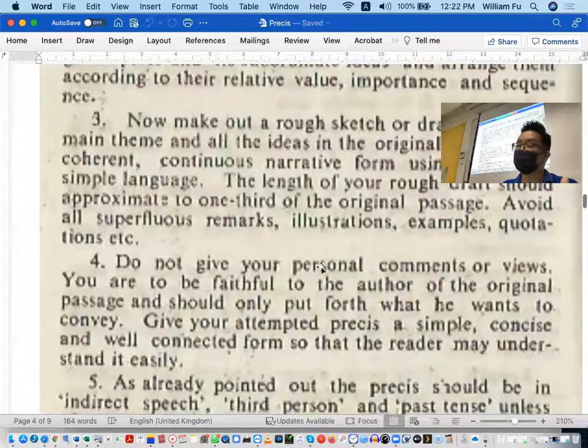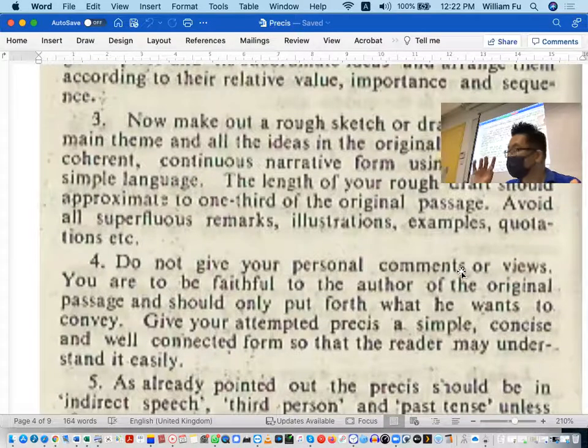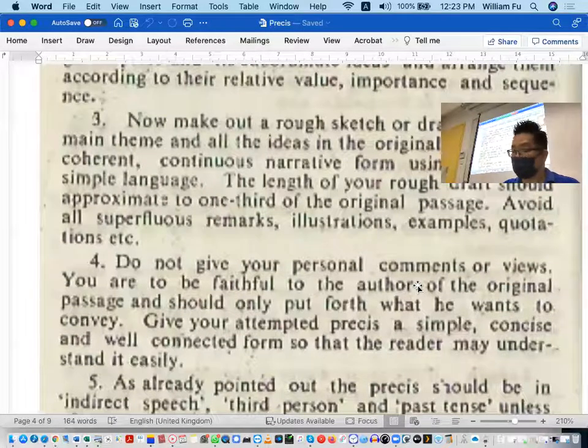Do not give your personal comment or views. There's no need because it's not your work. Just bear in mind, your job is to write a summary for your teacher or for your boss. You are to be faithful to the author, to report his or her ideas of the original passage and only put forth what he wants to convey.